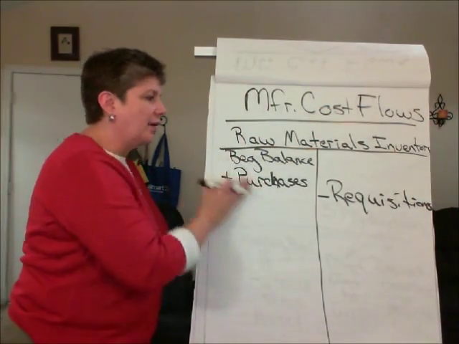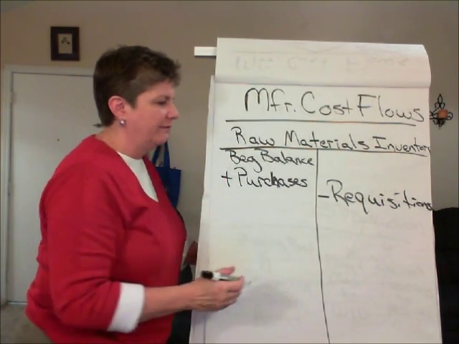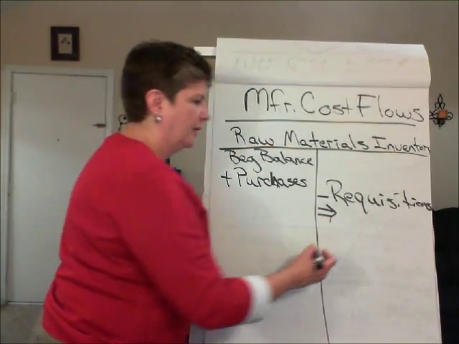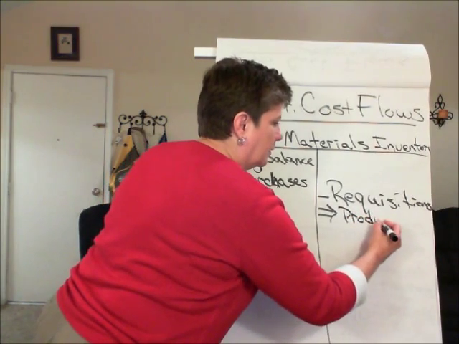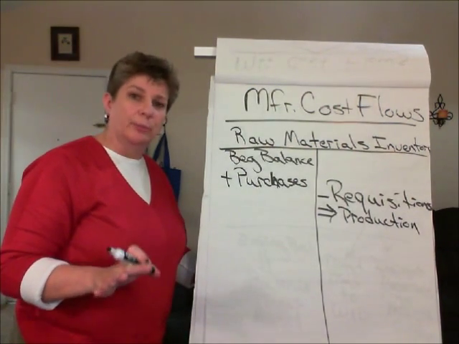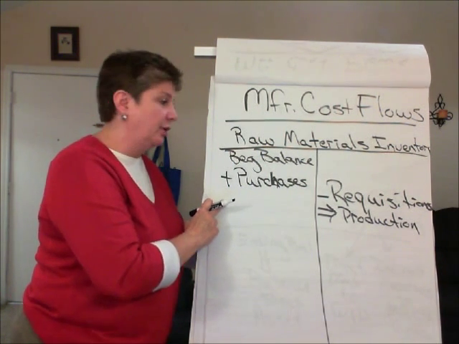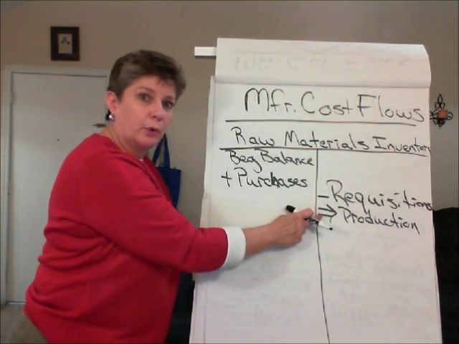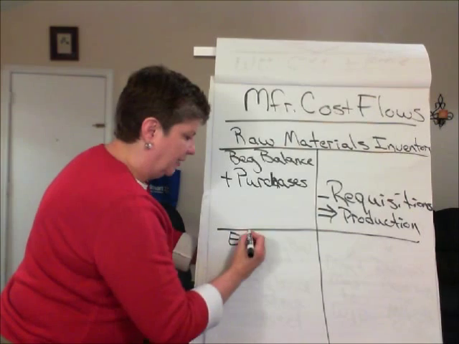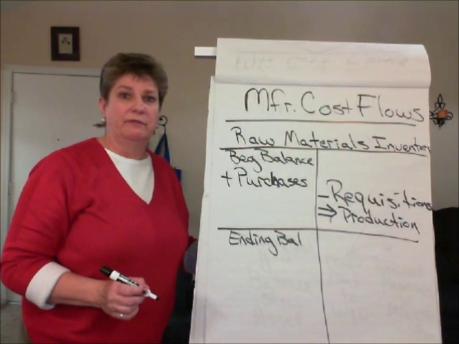Requisitions flow out of, so they decrease, the raw materials inventory account, and flow into the production inventory account, which is going to be work in process. Now, beginning balance plus the materials that were purchased this period minus the materials that were requisitioned into production will yield the ending balance of that raw materials inventory account.